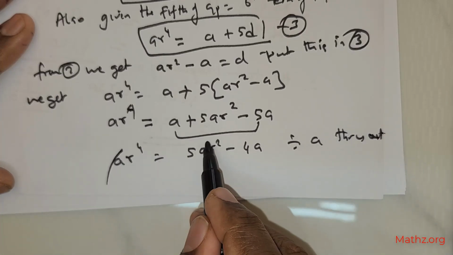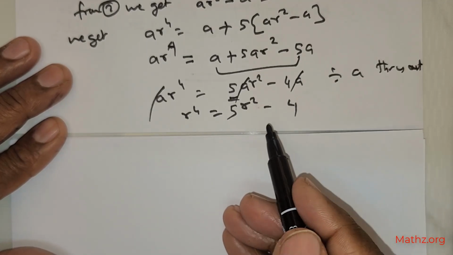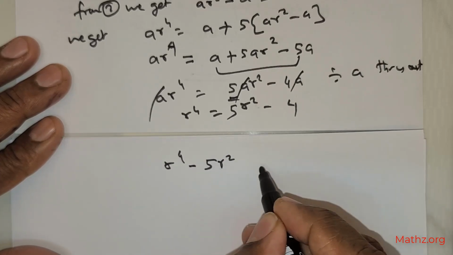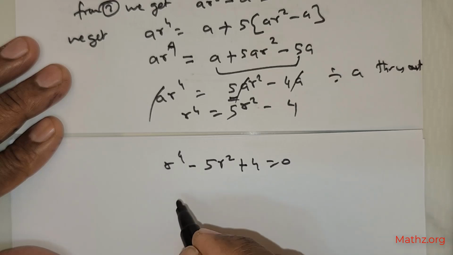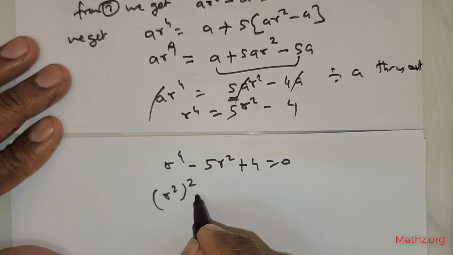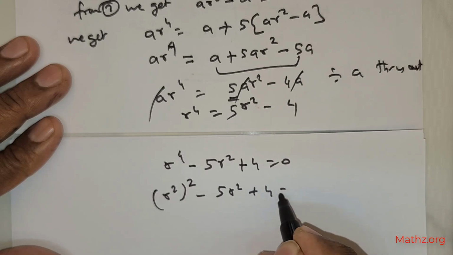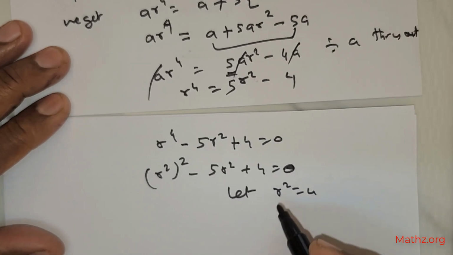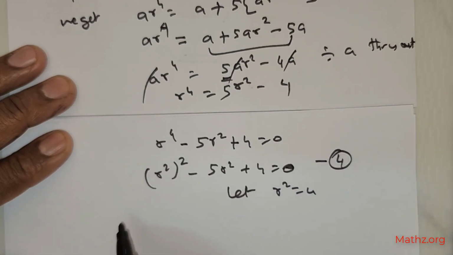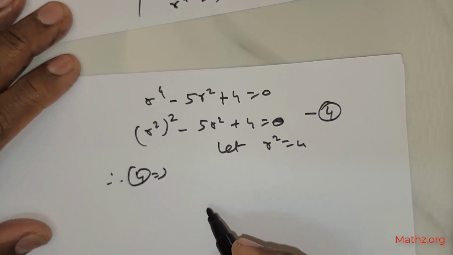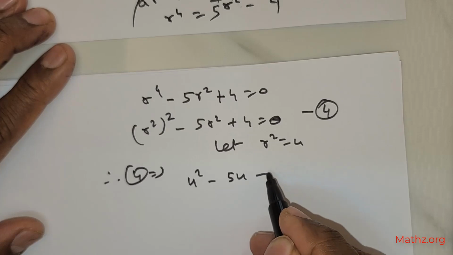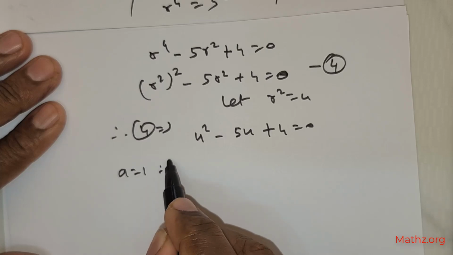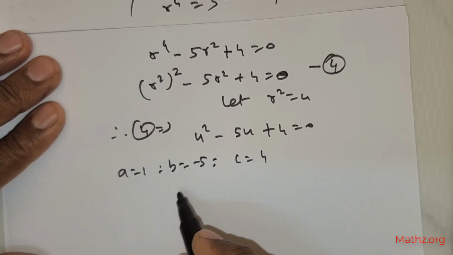So what do you get? A gets cancelled. We have got this, and I'm going to rewrite this. This is R raised to the power of 4 minus 5 times R squared plus 4 is equal to 0. I can further rewrite this as R squared, the whole squared, minus 5 times R squared plus 4 is equal to 0. So I'm going to let R squared be equal to U. So this can be rewritten as U squared minus 5 times U plus 4 is equal to 0. If you were to use the quadratic formula, a will be equal to 1, b will be negative 5, and c will be equal to 4.